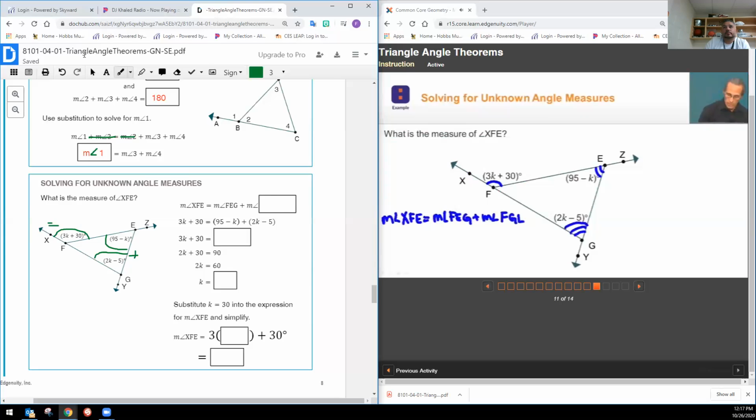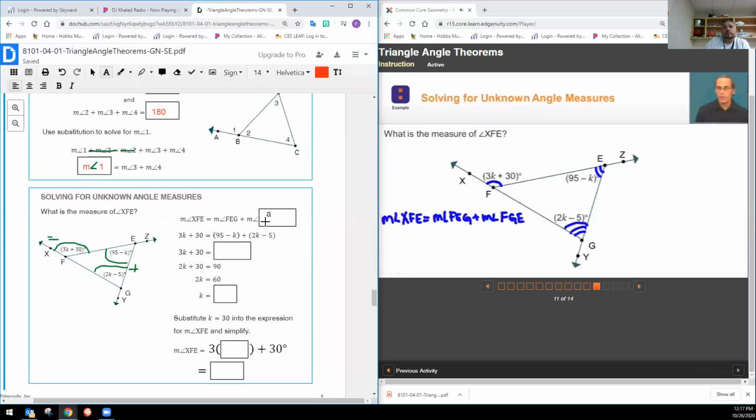Now let's substitute in their expressions. So what does this give us? Well, this gives us 3k plus 30 is equal to 95 minus k plus 2k minus 5. And if we combine terms, we end up with 3k plus 30 equals k plus 90.